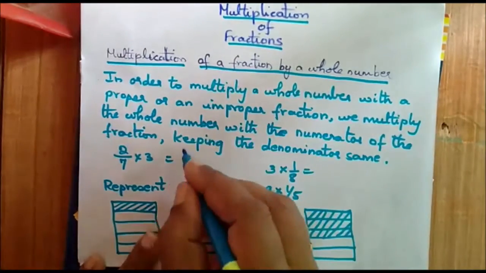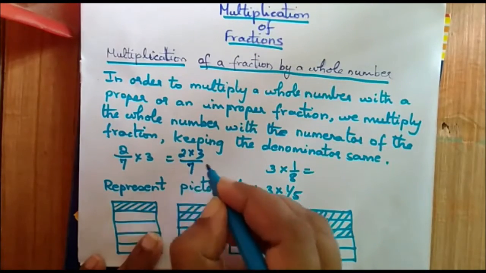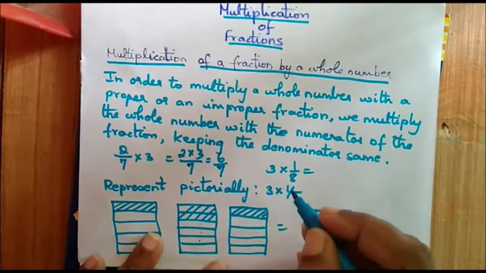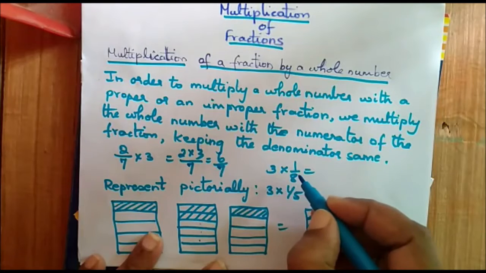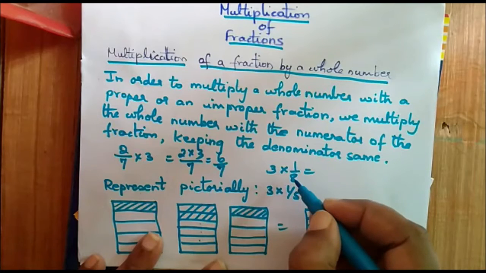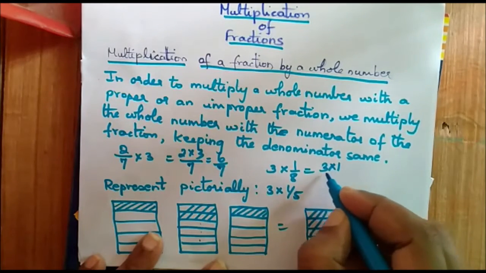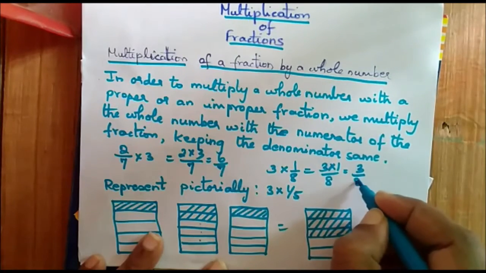So how will I do it? 2 into 3 by 7, which is equal to 6 by 7. Similarly, in this one, I am multiplying a whole number 3 with the fraction 1 by 8. What should I do? I should multiply 3 with the numerator by keeping the denominator same. So it is 3 into 1 by 8, which is equal to 3 by 8.